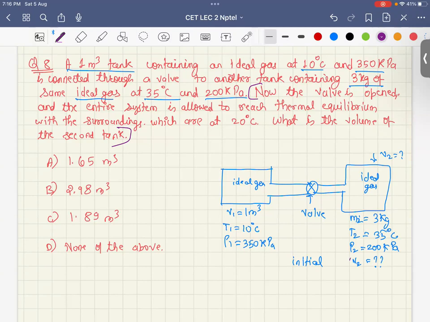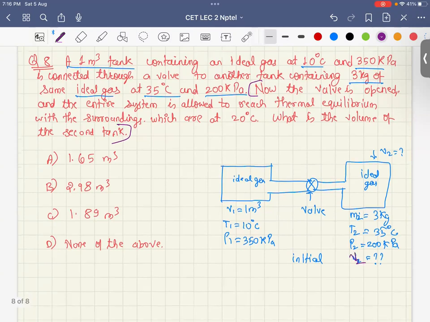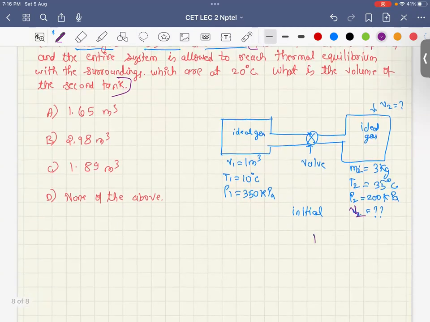So first we have to find what is this V2, which is very clear, right? This is an ideal gas, so what we can do is P1 V1 is equal to N1 R T1. Depending upon the R value, we can change number of moles to mass, right? So we can write P1 V1 is equal to M1, let's say for example R dash T1, right? And we want V1 or V2.